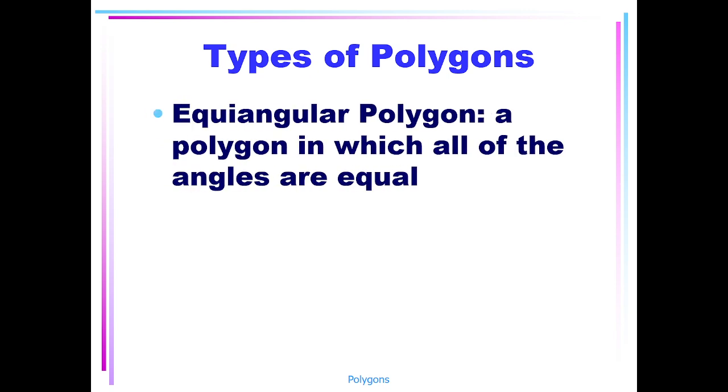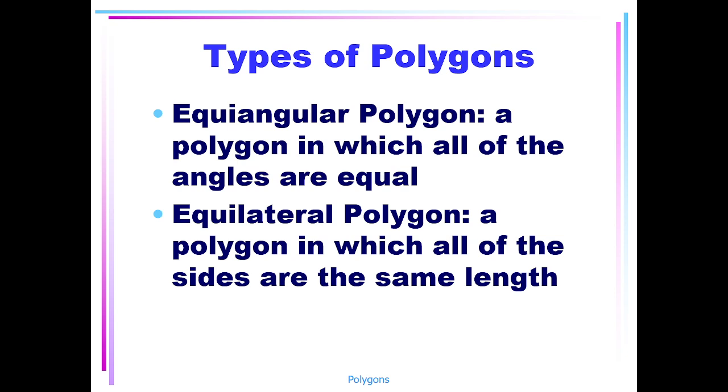So here are additional types of polygon. One is equiangular polygon. So basically, equiangular polygon is a polygon in which all the angles are equal. So the name itself would tell us that this polygon named equiangular has all angles equal. And the other type is equilateral. Equi means equal and lateral means sides. So this means that this polygon has the same length for all sides.